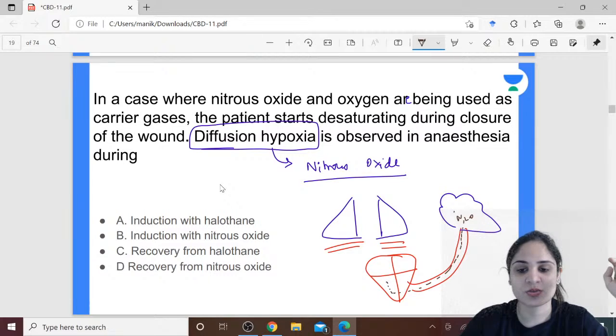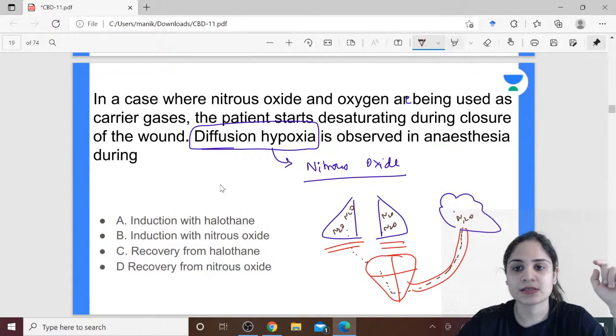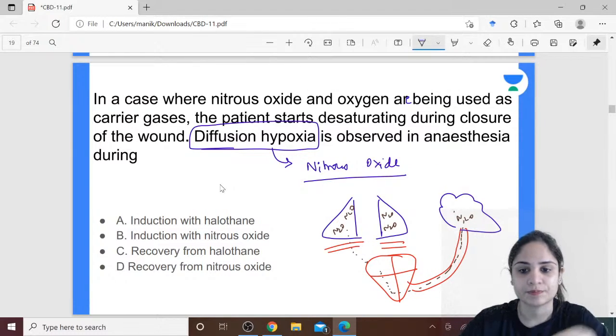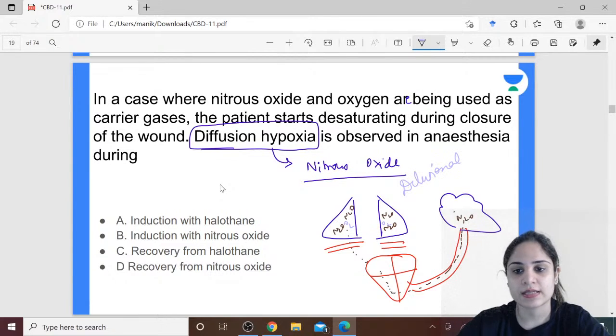We just imagine it's going back to the heart, and from the heart it is going back to the lungs, and it is suddenly filling the entire lungs. Okay, now what has happened is nitrous oxide is highly lipid soluble, so it's filling the lungs fully. So the amount of oxygen that I had in the lungs is getting diluted because my lungs are now full of nitrous oxide. So this condition is called nothing but dilutional hypoxia.